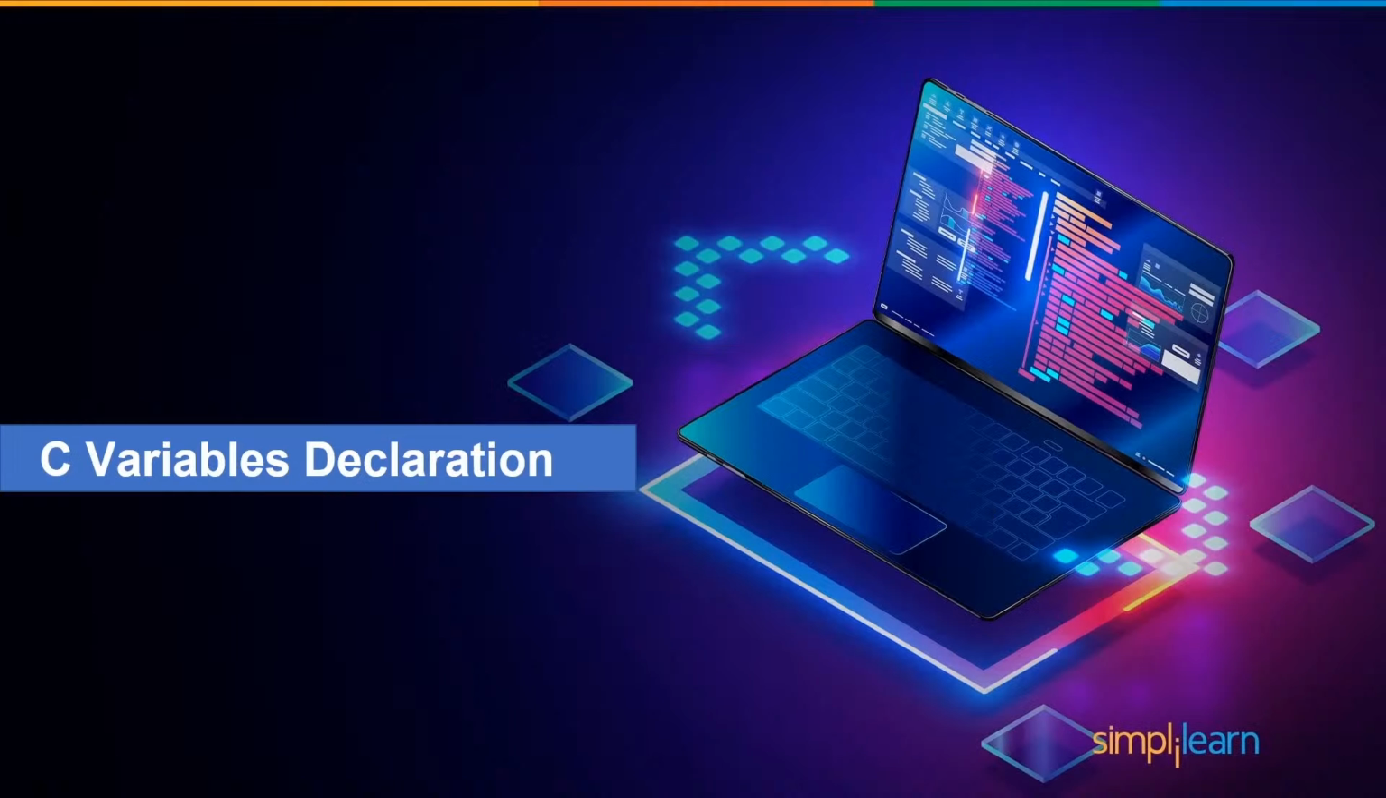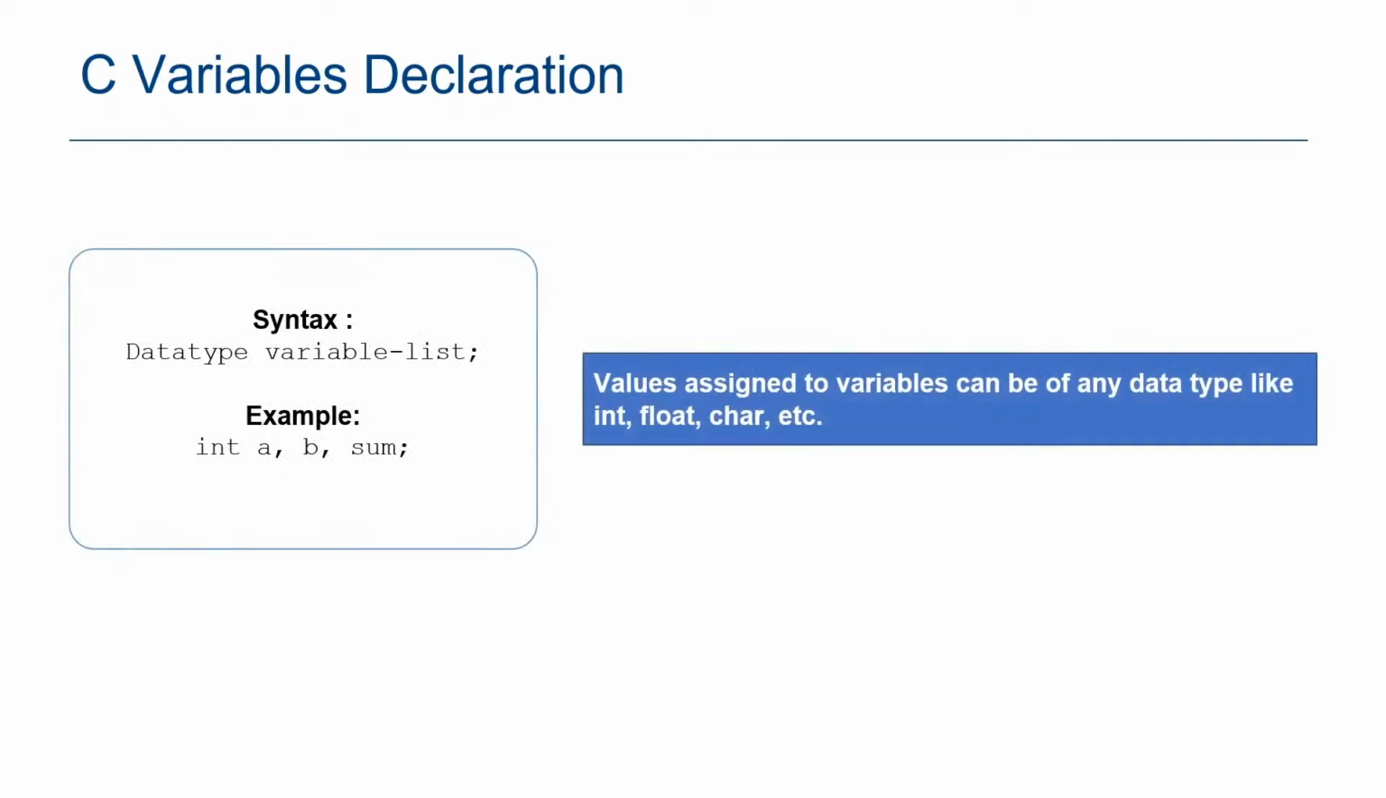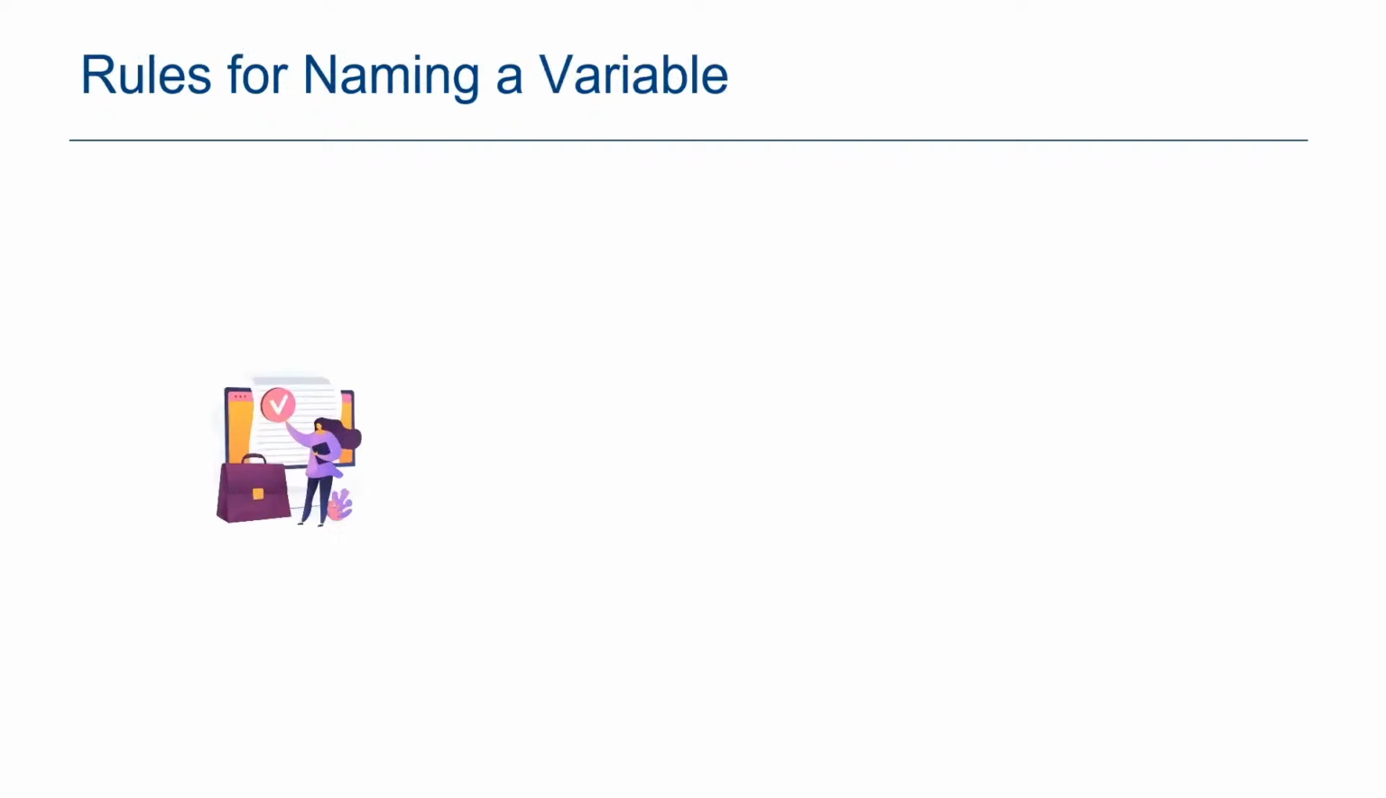Let us now understand variable declaration in C with the help of syntax and examples. Syntax of variable declaration is data type, variable list, and semicolon at the end. Values assigned to variables can be of any data type like int, float, char, etc. So in this example, int is a data type, and a, b, and sum are the variable list.